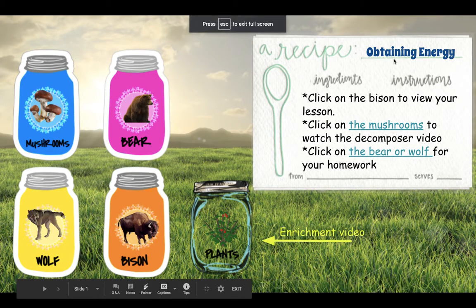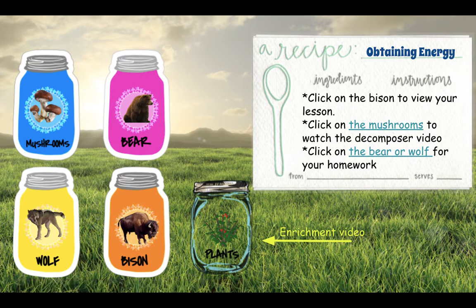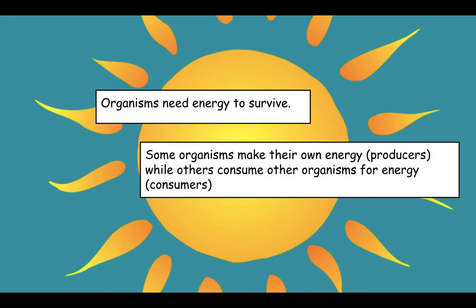Everyone. Today we're going to be talking about obtaining energy. So, first we're going to start with this. Organisms need energy to survive. All organisms need energy to survive. Some organisms make their own energy, while others consume other organisms for energy.